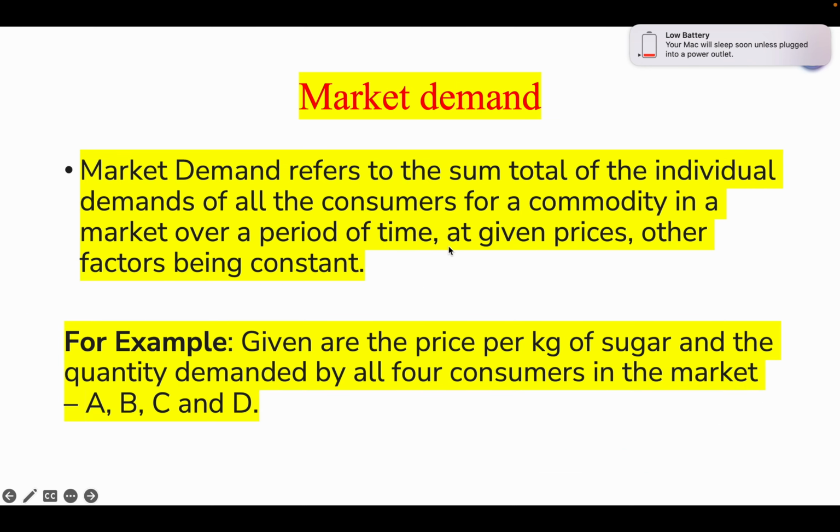Market demand refers to the sum total of the individual demands of all the consumers for a commodity in a market over a period of time at a given price, other factors being constant.